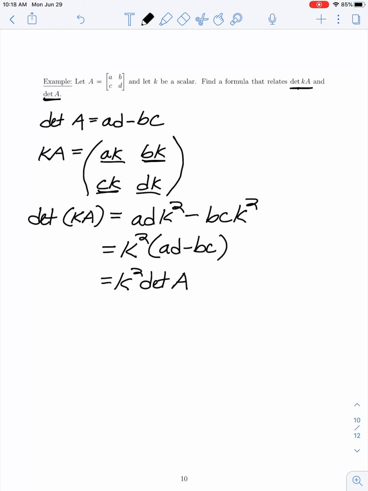So here for a 2 by 2 matrix, multiplying the matrix through by k gives us a matrix whose determinant is k squared times the determinant of the original. And we'll see a generalization of this in the next section. All right.